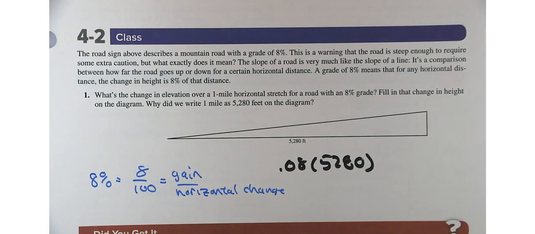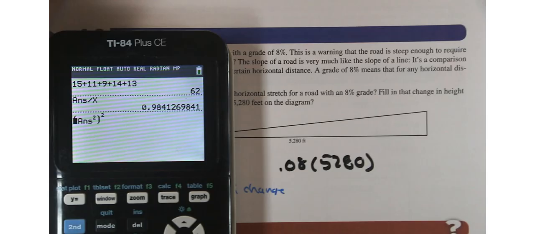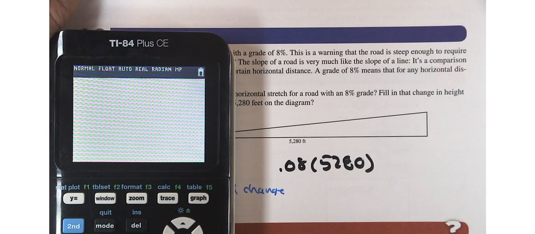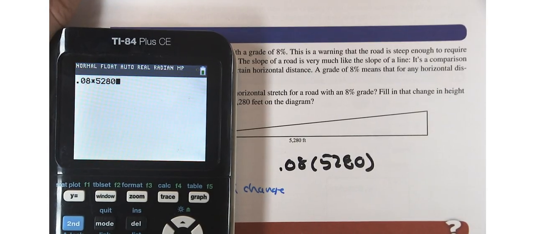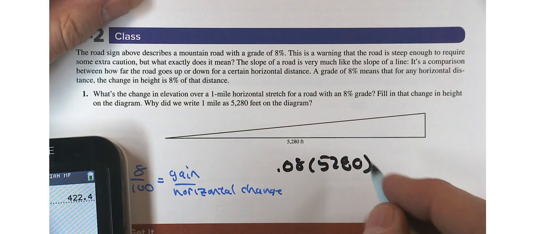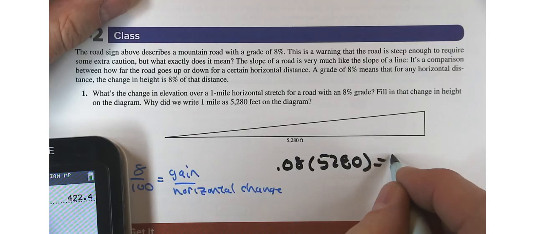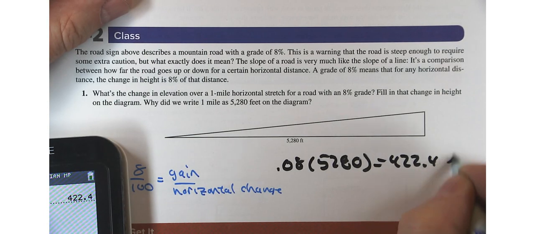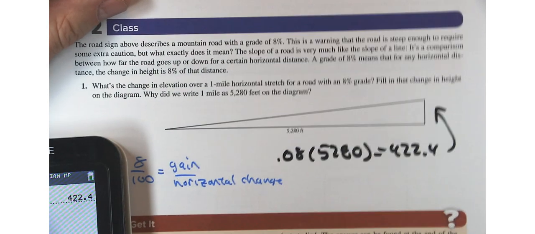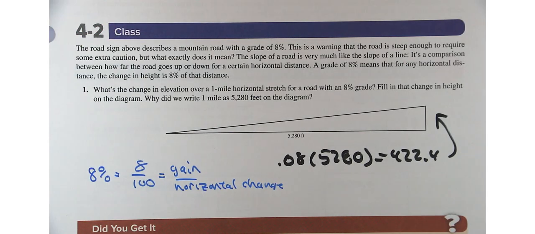And let's just give that a quick little check on our calculator. So it should be 400 and some feet. 0.08 times 5280, 422.4 feet. And that's going to be that side right there. That's how much altitude you'd gain.